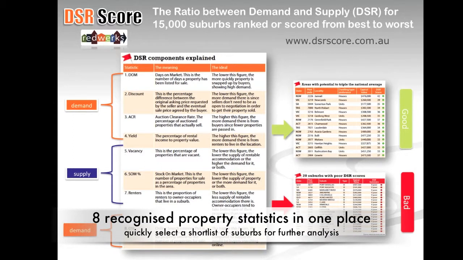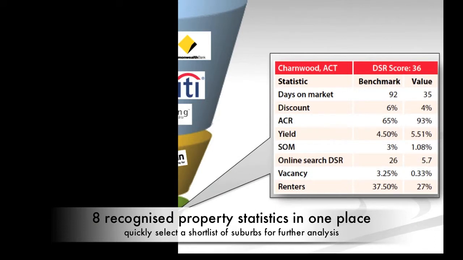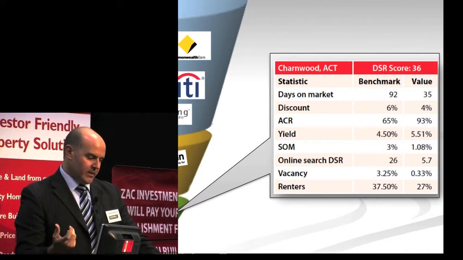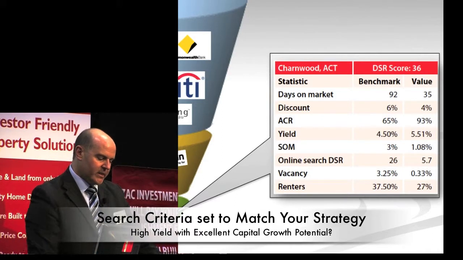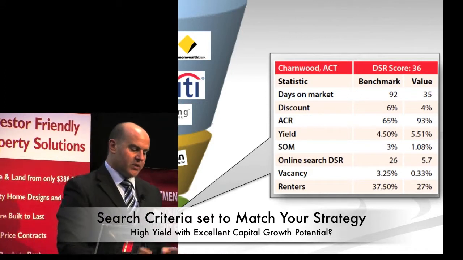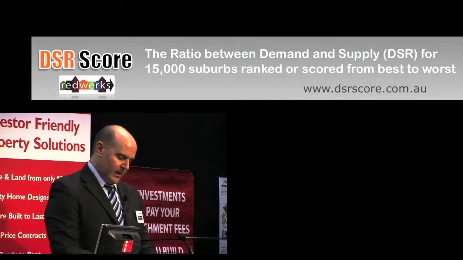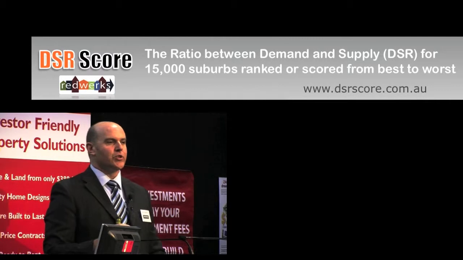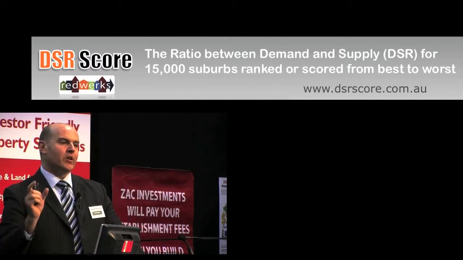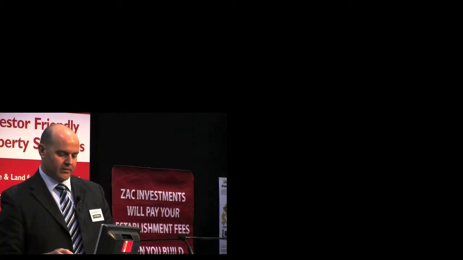The example here is a suburb in the ACT, where we look at days on market, average vendor discounting, auction clearance rates, stock on market, internet demand, vacancy rates, and the ratio of owner-occupier to investor in the suburb. This score is called the DSR score, Demand-Supply Ratio Score. It's a very accurate predictor of short-term capital growth in the next 3 years. So it can very quickly analyse a handful of suburbs that you can then go and do a lot of further research on.